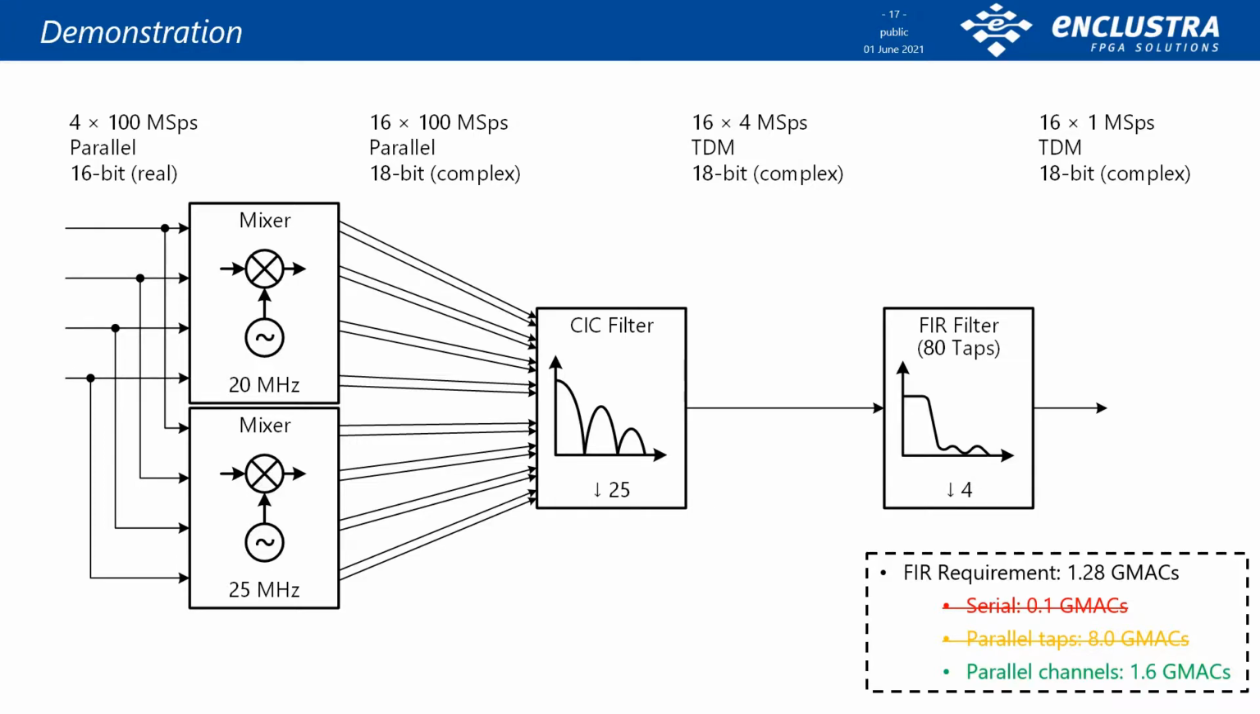We can't just use one serial multiplier because on a 100 MHz clock, that will only give us 0.1 gigamax per second. We could run the 80 taps in parallel, but that would give us a processing capacity of 8 gigamax per second, which is a lot more than we need. So a more efficient approach is to instead run the 16 channels in parallel, which gives us 1.6 gigamax per second.